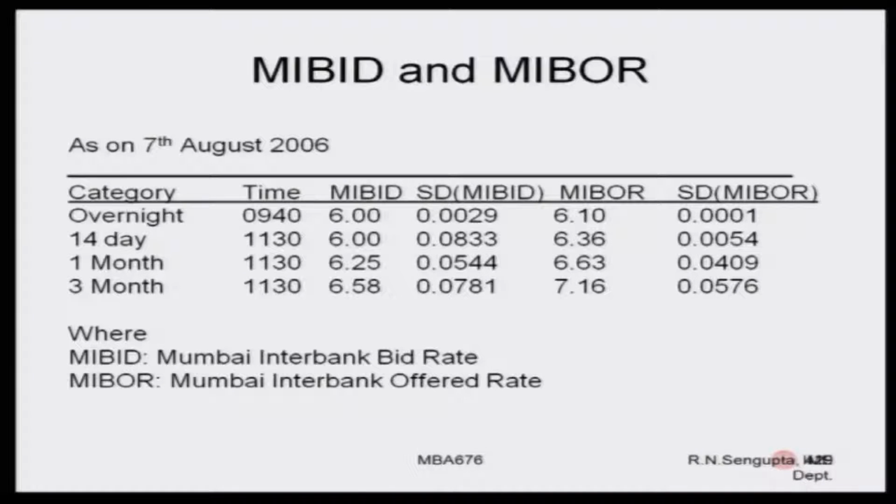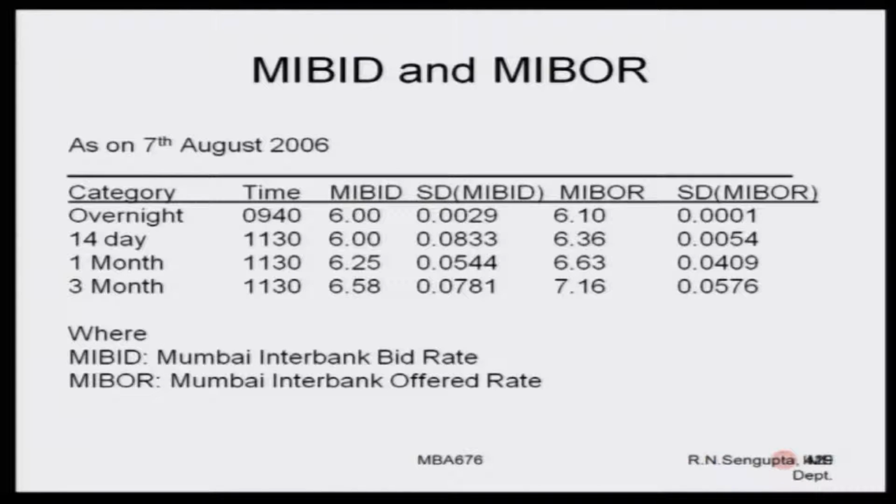As on 7th August 2006, these are actual data. Whenever I am giving some information on the data, they are actual data which I am taking from the net. So, you have the MIBOR and MIBID rates given: the overnight is given at time 9:40, then 14 days at 11:30, 1 month at 11:30, 3 months at 11:30. At the time of the trading, the third, fourth, fifth, sixth columns are MIBID and its standard deviation, MIBOR and its standard deviation.